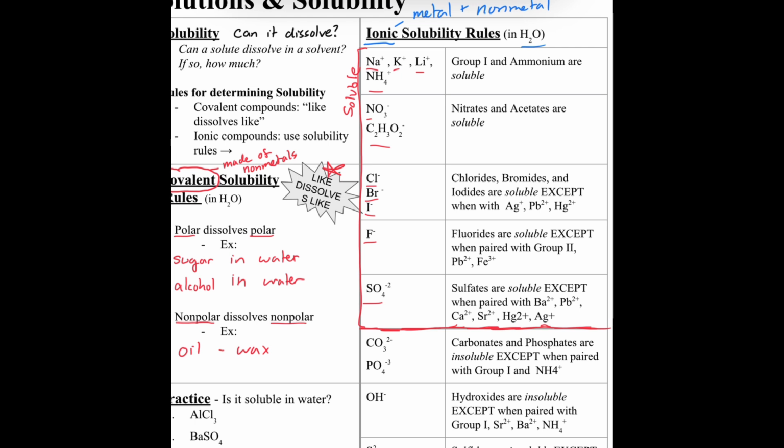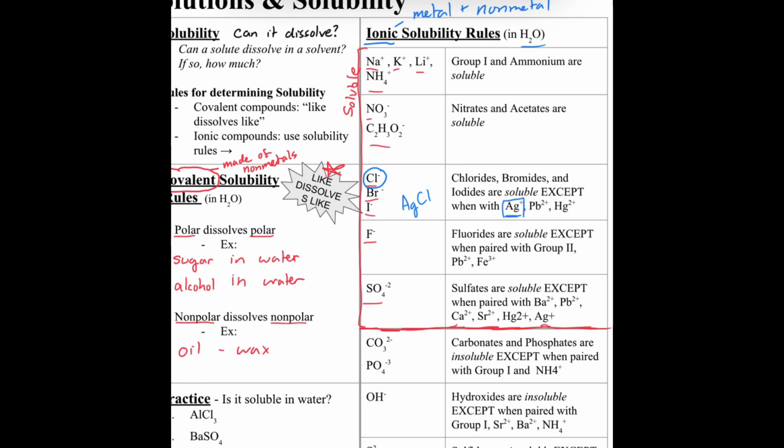The descriptions over on the right-hand side list some exceptions, right? So let's talk about one of the exceptions here. So the chlorine ion, mostly soluble in water. So if you see a molecule that has chlorine in it, that molecule is probably soluble. But if, however, that chlorine happens to be paired with silver, like in silver chloride, silver chloride is not soluble because silver is an exception to chlorine's solubility rule.